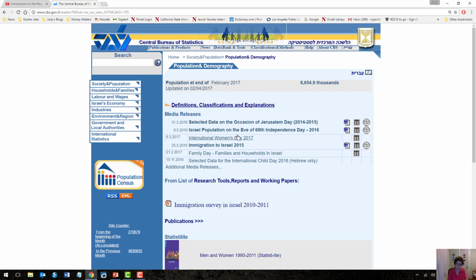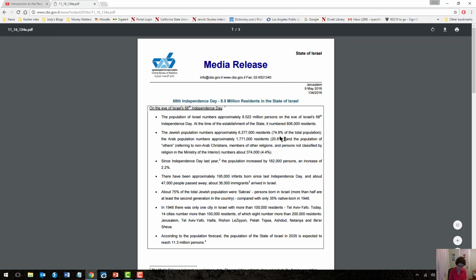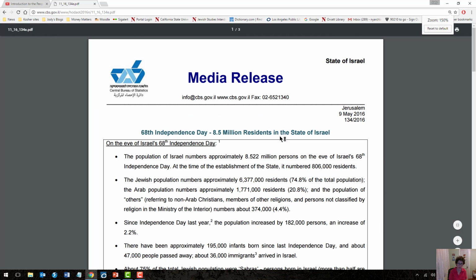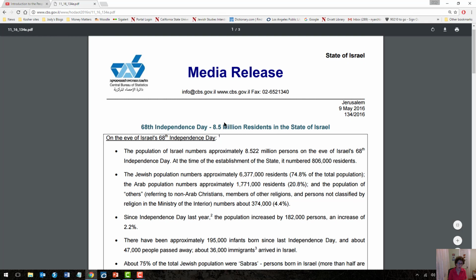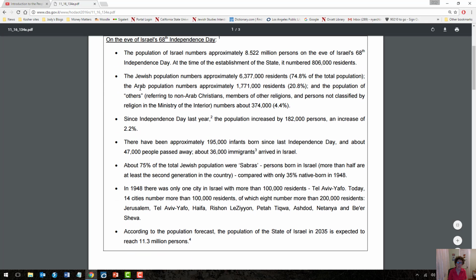to this page, and we're going to look at this one, Israel population on the eve of its 68th Independence Day. So that was 2016, and so that's pretty current. And we get to this media release, which I've just made bigger. Now, I want you to see the second bullet.